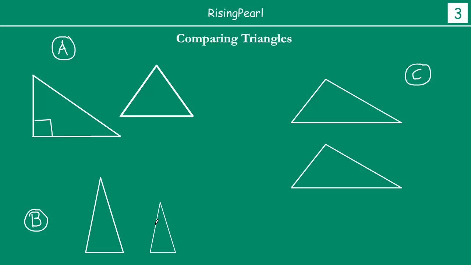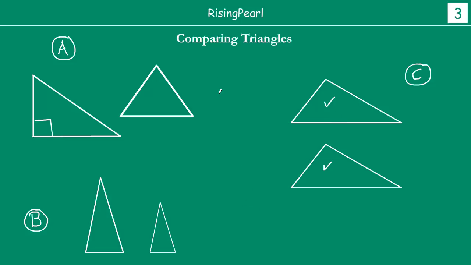So not equal. But there is some similarity between these triangles, and we will revisit them later on. Let's talk about the two triangles in C. Here, if I take this triangle and put it on top of this, it will exactly cover the triangle. And we say these two triangles are actually equal. So when we say the two triangles are equal, what we mean is they are actually congruent.